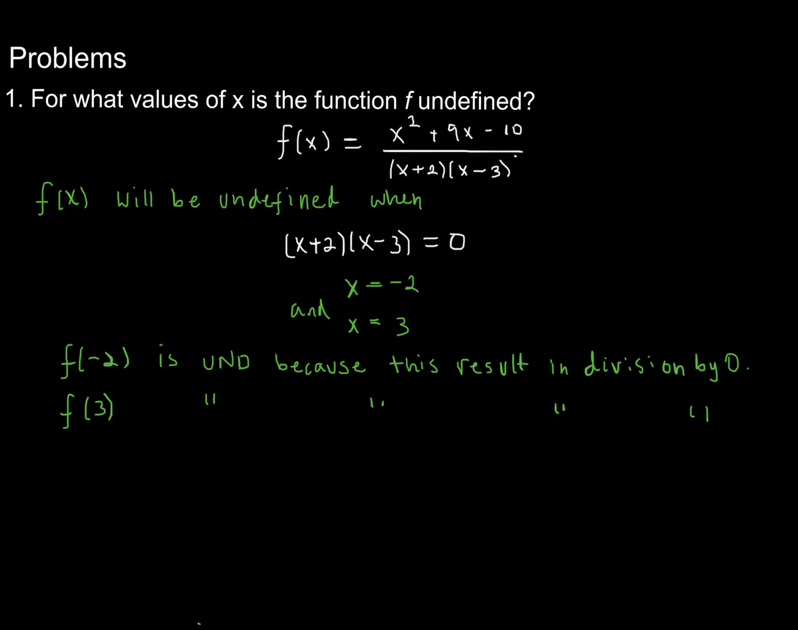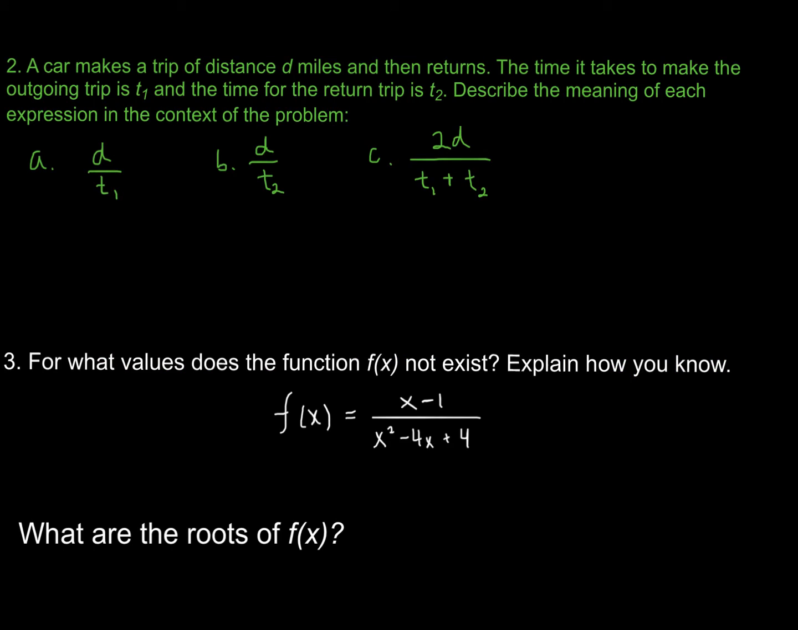Alright, let's go ahead and take a look at a real-world example. You're going to go ahead and complete both of these problems on your own, and I'm going to talk us through number 2 just a little bit. A car makes a trip of distance d miles and then returns. The time it takes to make the outgoing trip is t sub 1, and the time for the return trip is t sub 2. Describe the meaning of each expression in the context of the problem.